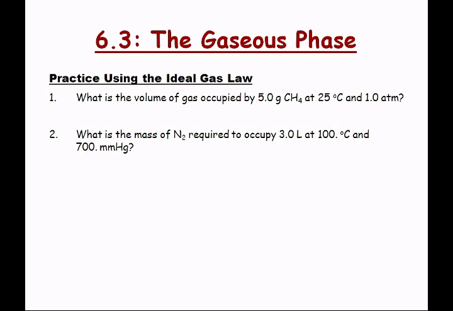And temperature, what is that? 25 Celsius. But we have to convert that too, right? So how do we do that? That's a little easier. 25 plus 273 is 298. So we still need n before we can solve for V, right?